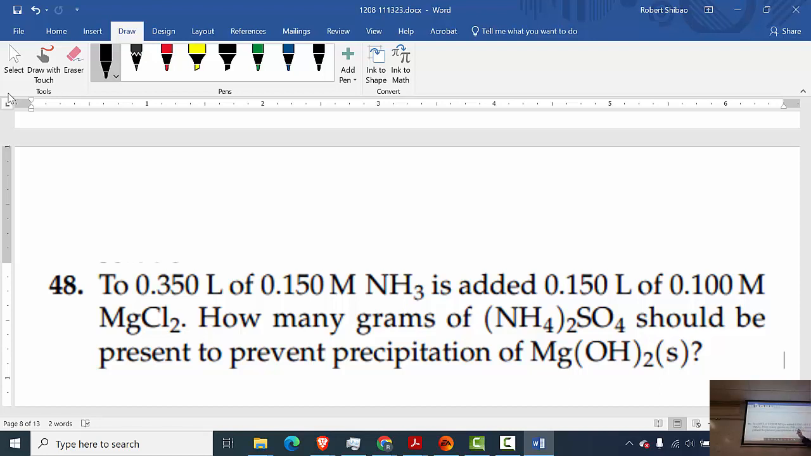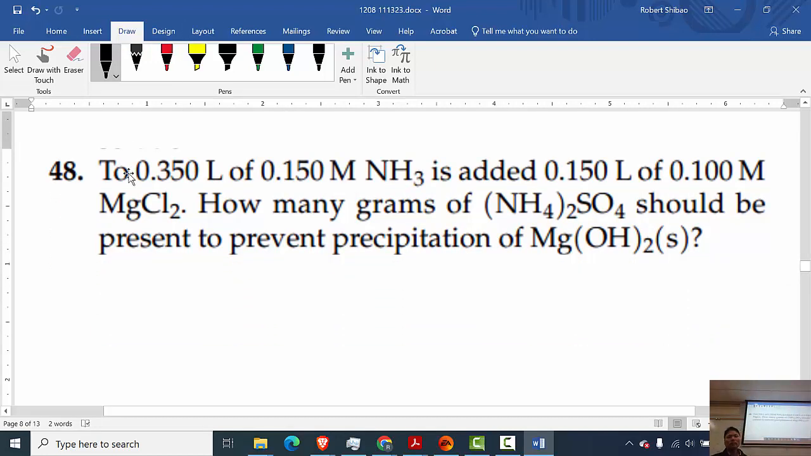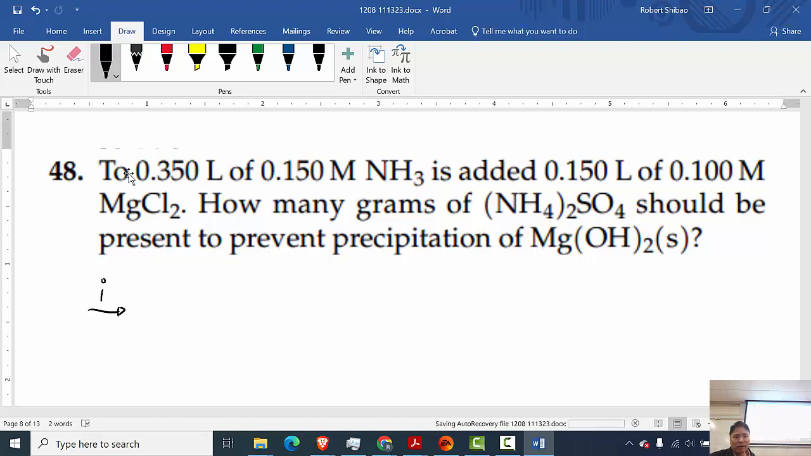So how many grams of ammonium sulfate should be present to prevent precipitation of magnesium hydroxide? So we don't want it to precipitate. In other words, we want QSP to equal KSP. We don't want it to exceed KSP and precipitate. And so we're going to try to figure this one out. So the first step in doing this is a solution dilution. So we do a step I. And so 350 plus 150 is 500. So the total volume is going to be half a liter, or 0.500 liters.